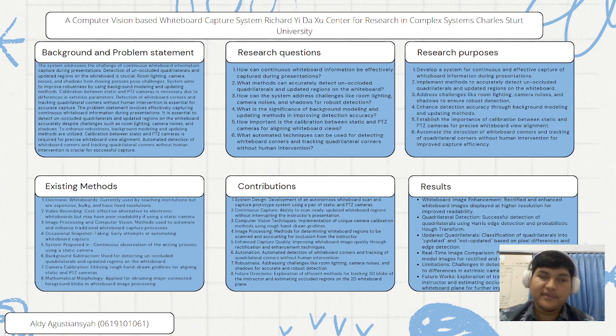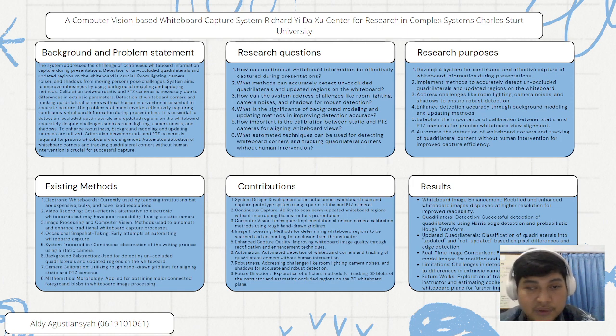Existing methods. So the existing methods from this research are: 1. Electronic whiteboards. 2. Video recording. 3. Image processing and computer vision. 4. Occasional snapshots. 5. System proposed in. 6. Background subtraction. 7. Camera calibration. 8. Mathematical morphology.